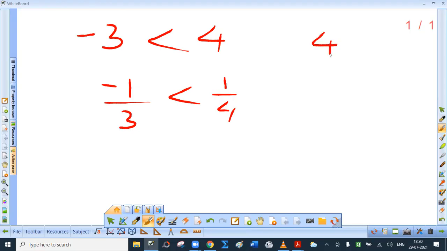Take, for example, 14 greater than 7. Reciprocals: 1/14 is less than 1/7. Right? So the inequality reverses when reciprocals are taken, provided they are of the same sign. If they are of opposite signs, then the inequality remains the same in spite of taking reciprocals. Is that clear?